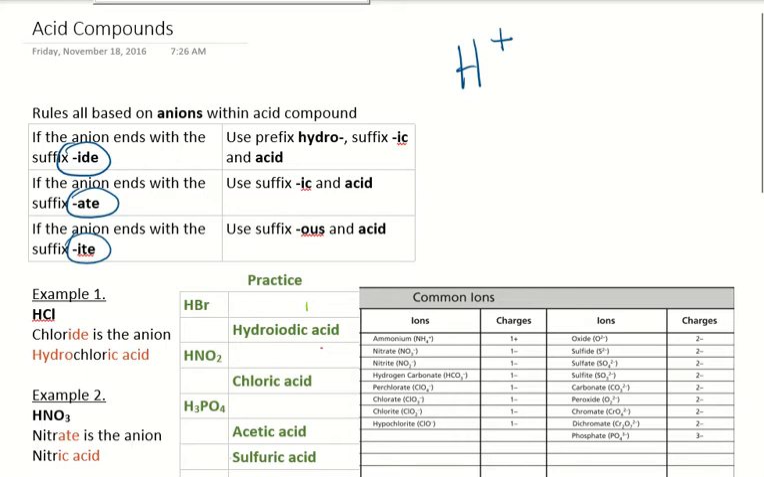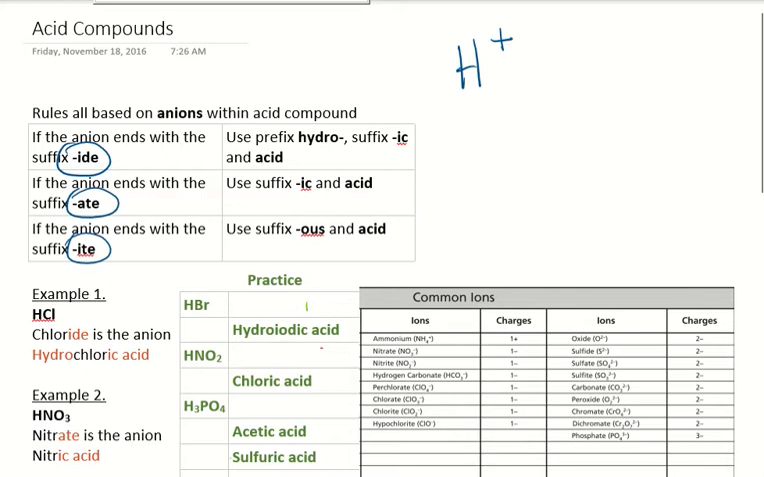So, most of the nonmetals on the periodic table, when they form anions, they have what ending? Ide. So just going down the halogens, fluorine becomes fluoride. Chlorine becomes chloride. Bromine, bromide. Iodine, iodide. Oxide, sulfide, nitride, phosphide, so forth and so on. So those all have IDE endings.